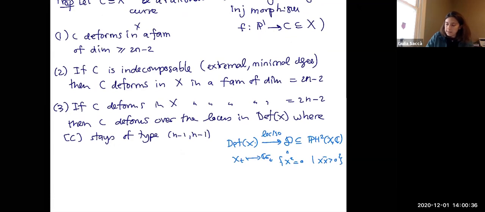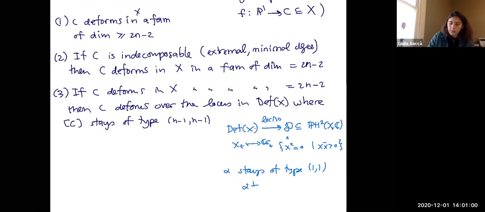And the locus where a class alpha stays of type (1,1) is of course where it's orthogonal to the symplectic form. And so it's the hyperplane alpha perp inside this thing, and so it's a smooth hypersurface. And of course, because h lower two and h upper two are basically the same when you pass to Q coefficients, the locus where C stays of type (n-1, n-1) is described similarly.